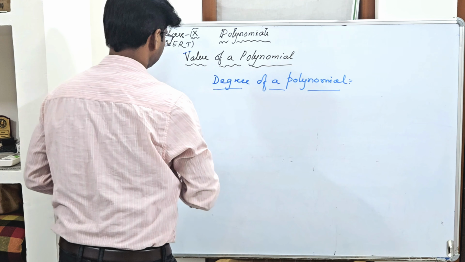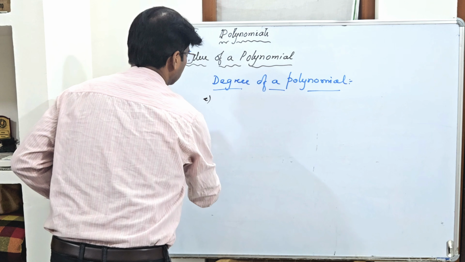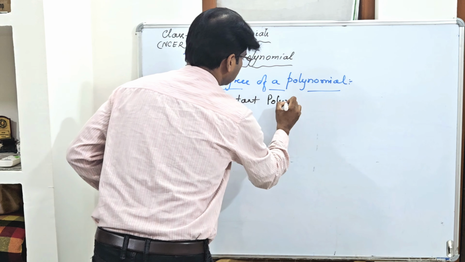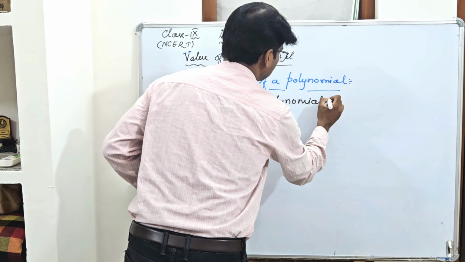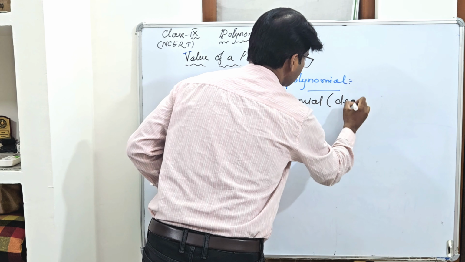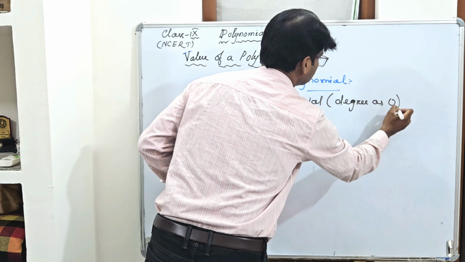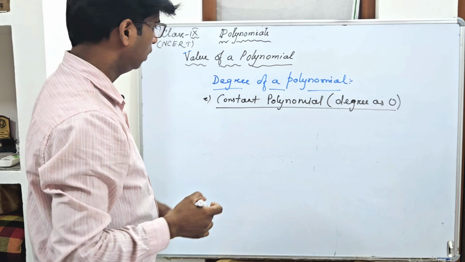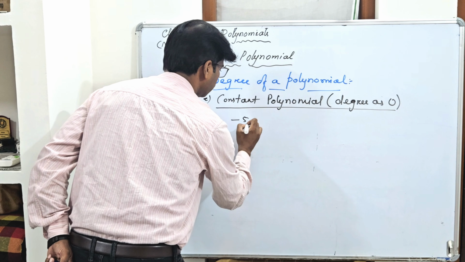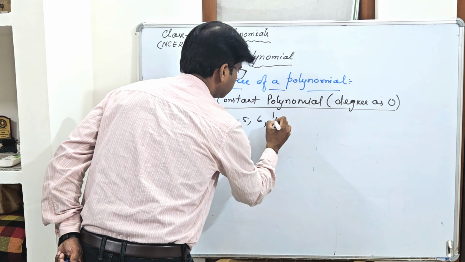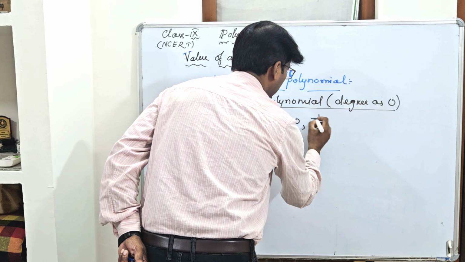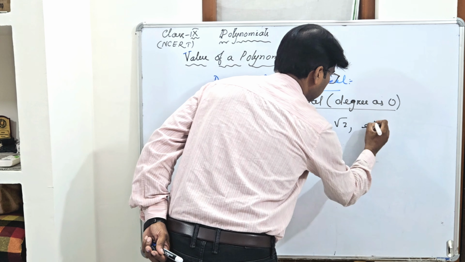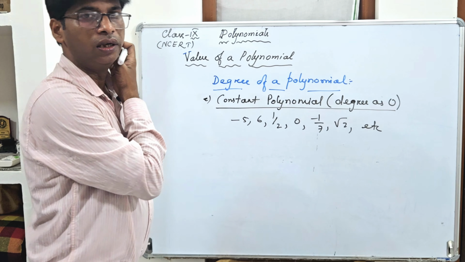So I'll be writing here, constant polynomial, which has degree 0. Every constant term we can say, minus 5, 6, 1 by 2, 0, minus 1 by 7, root 2, these are constant polynomials because they have degree 0.